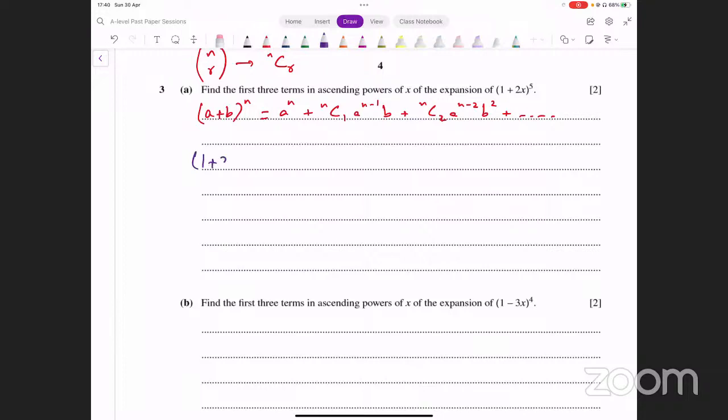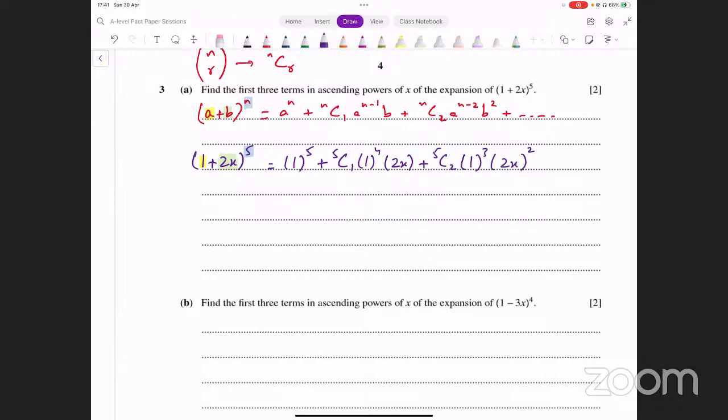We have (1 + 2x) raised to power 5. A की जगह पे क्या आ रहा है? 1. B की जगह पे क्या आ रहा है? 2x. So we just input those values here. A raised to power n, so that's 1 raised to power 5. Remember, n is 5. So we have 1 raised to power 5 plus nC1, that's 5C1 into a raised to power n minus 1, that's 1 raised to power 4 into b, which is 2x. Plus nC2, that's 5C2 into 1 raised to power 3 into (2x) whole raised to power 2.